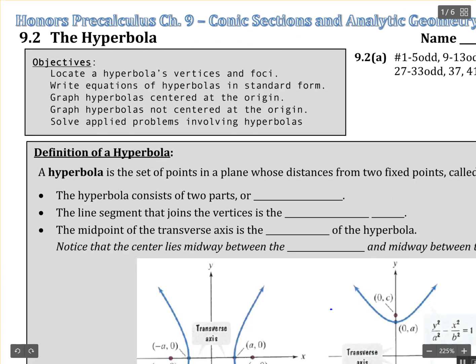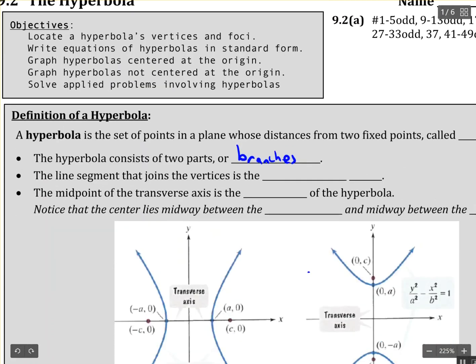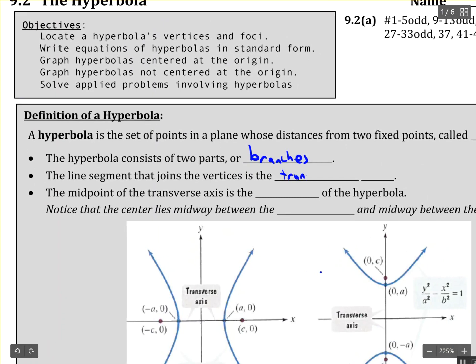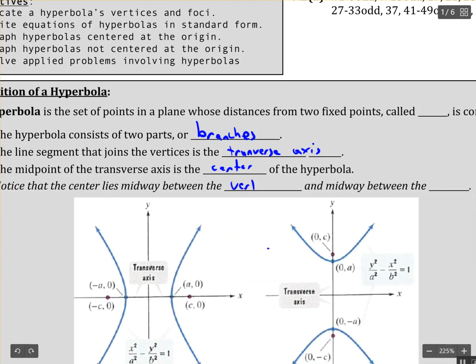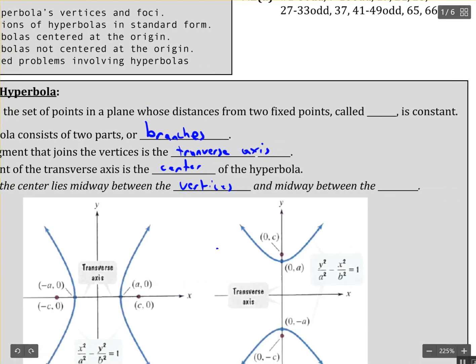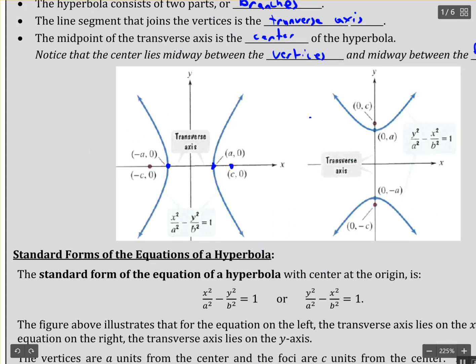9.2, a hyperbola. So a hyperbola consists of two parts or branches. The line segment that joins the vertices is called the transverse axis. The midpoint of the transverse axis is the center of the hyperbola. The center lies midway between the vertices and midway between the foci. So, again, here are our vertices, here are our foci, and this axis here is the transverse axis.